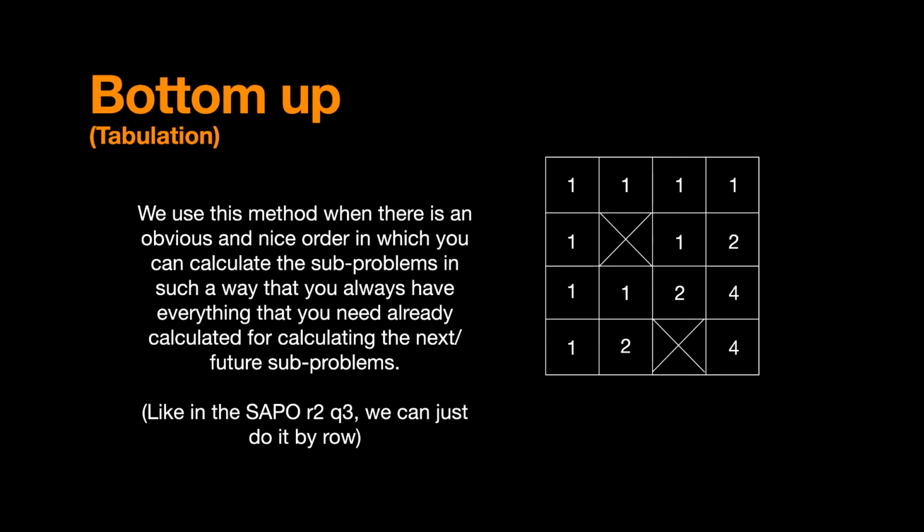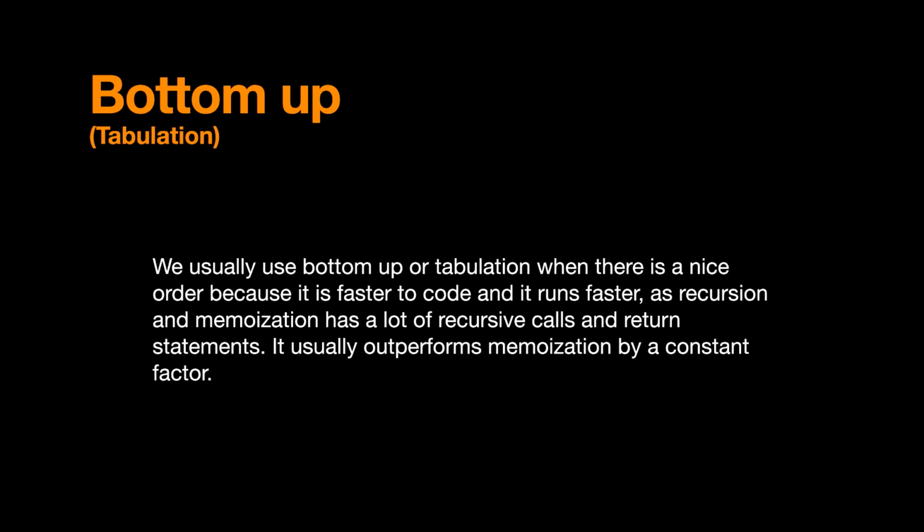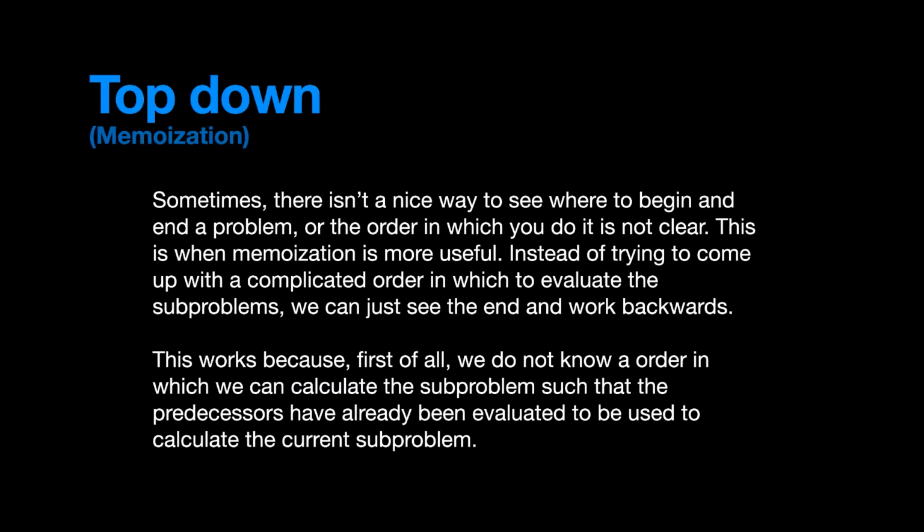Like in this question that we did, the SAP round 2 question 3, we can just do it row by row, and we're guaranteed that for every subproblem, so for every cell's value we want, we already calculated the cell above and to the left of it. So we usually use bottom-up tabulation when there's a nice order because it is faster to code and it runs faster, as recursion or memoization has a lot of recursive calls and return statements, and it usually outperforms memoization by a constant factor. So top-down or memoization.